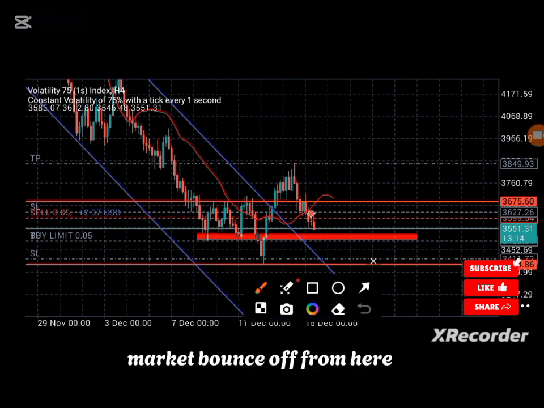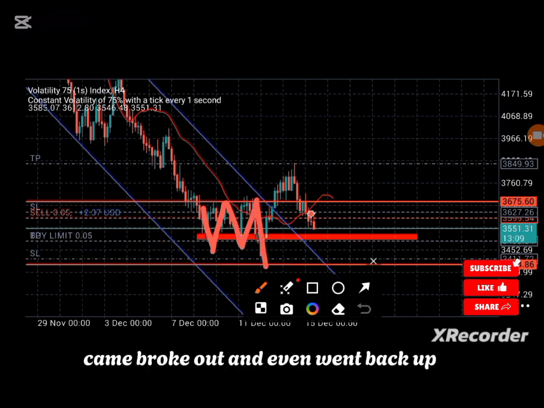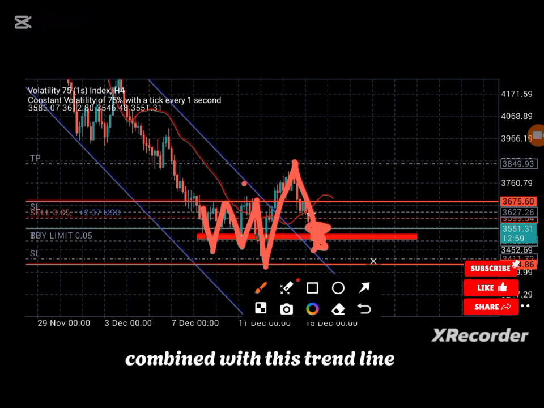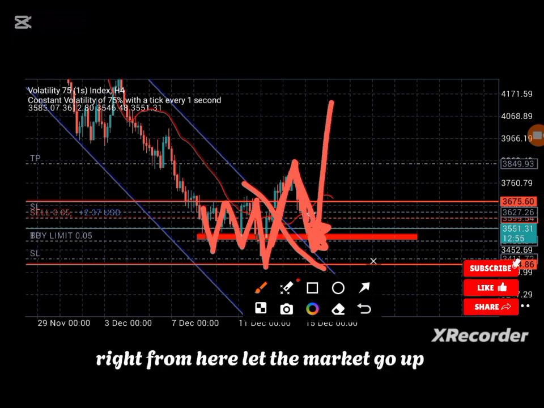Market bounced up from here, went up, bounced here, went up, broke out, and even went back up. So what we should be expecting next is the market should come back and test this particular zone, combined with this trend line. It's just like a breakout and a retest on the trend line. From here, let the market go up. So that's what I look out for.